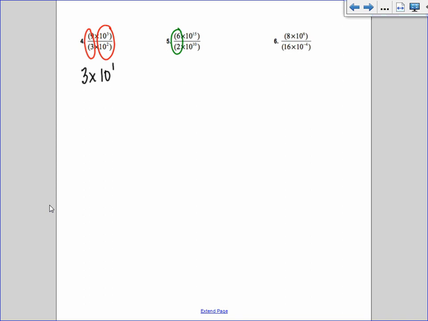All right, so then this one, same thing. So 6 divided by 2, so I get 3. And then times 10 to the 15 over 10 to the 10, 10 to the 5. But number 6 is one that is kind of strange, because now when you do the 8 divided by 16, you get 1/2, which is 0.5.